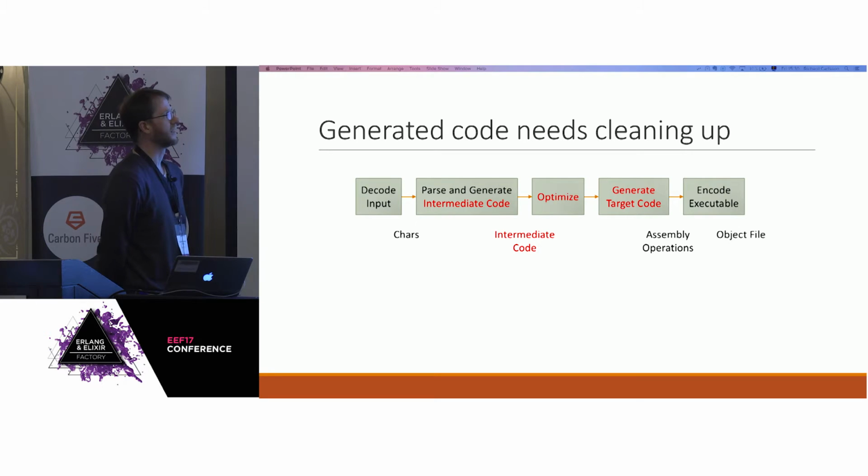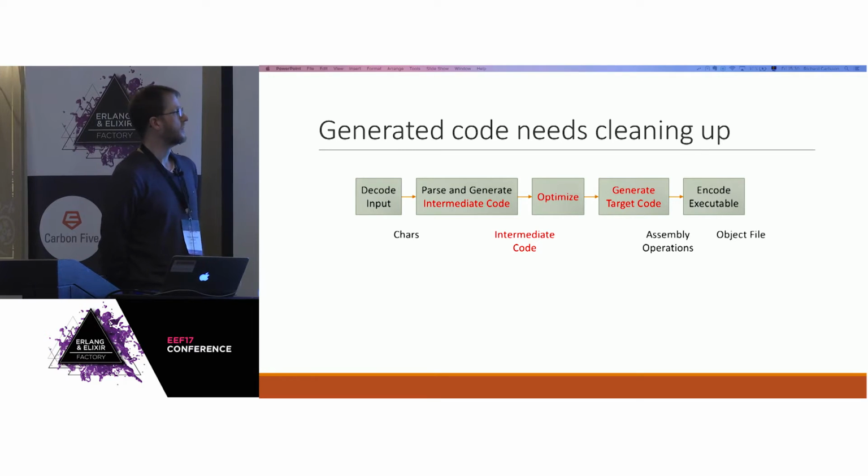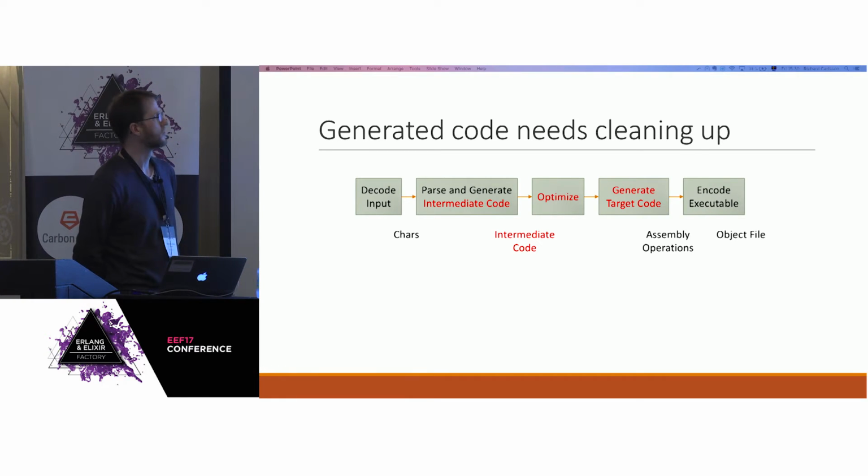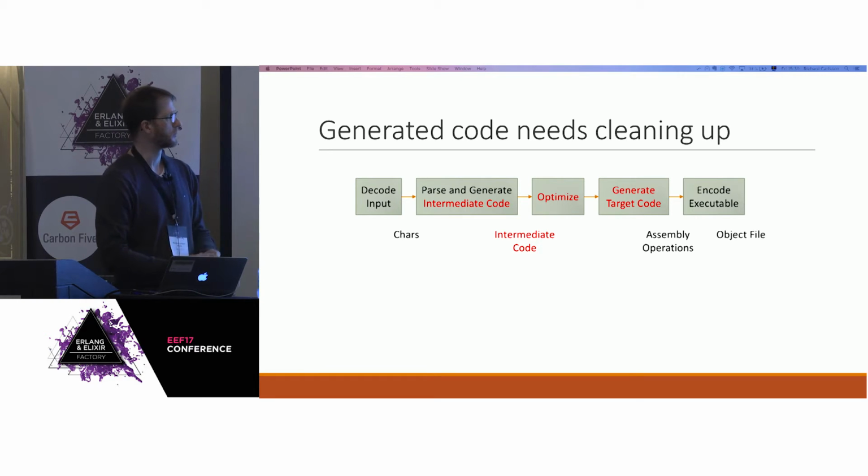And of course, the code that you generated wasn't that good. It needs cleaning up, so you have to add an optimization step there. And in order to do that, you have to represent these instructions internally in some way that's good for the stuff that you want to do with it. So you invent an intermediate machine code on which you work for a while to do the optimizations, and then you generate the target code.